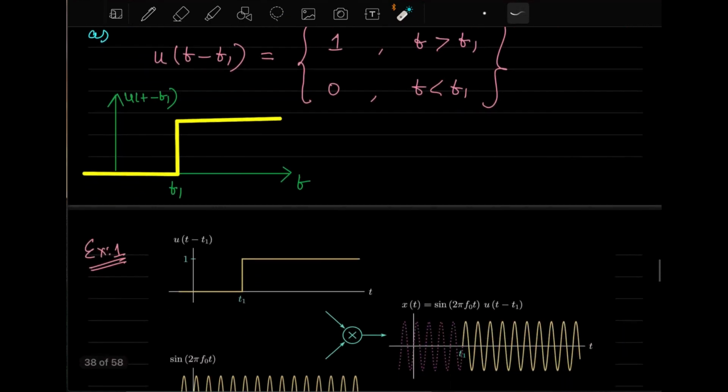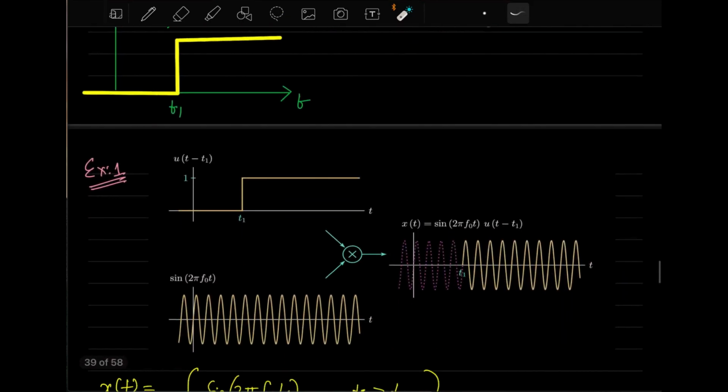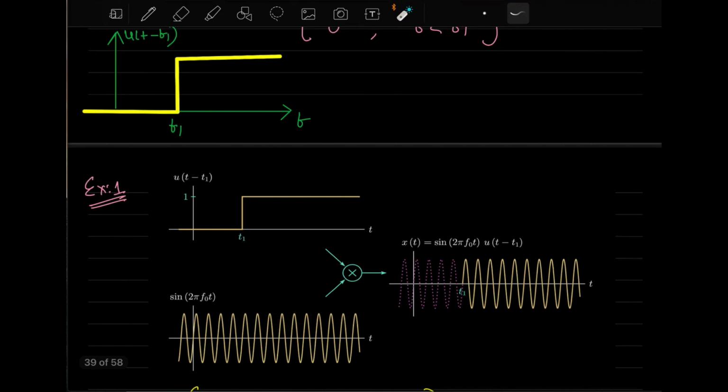So one example that we can show you here is that if you have a sine signal which is running continuously throughout time, and you want to turn it on at a specific time t1, and you do not want it on for the whole time interval as it is here. You can see the sine is continuously running from minus infinity to infinity. So what you can do is apply a unit step which is completely off till time t1, and then it becomes on at time t greater than t1.